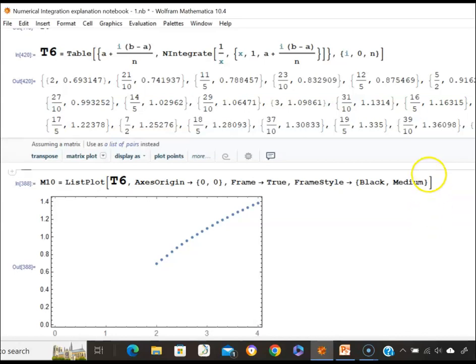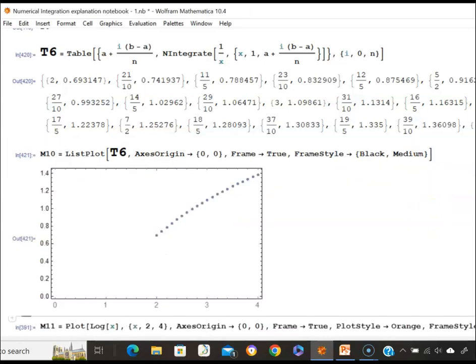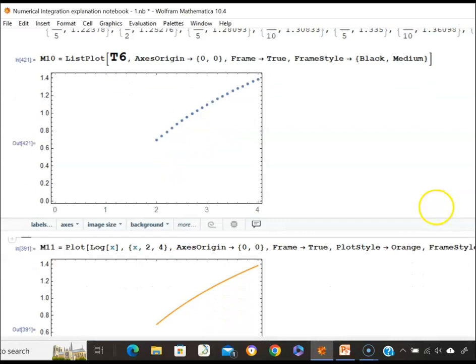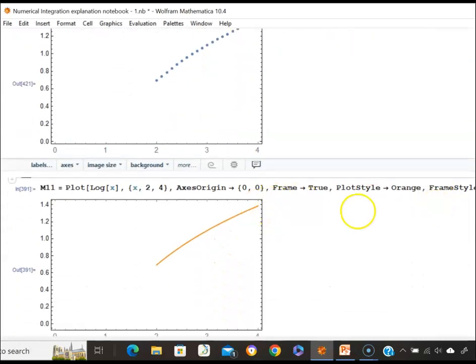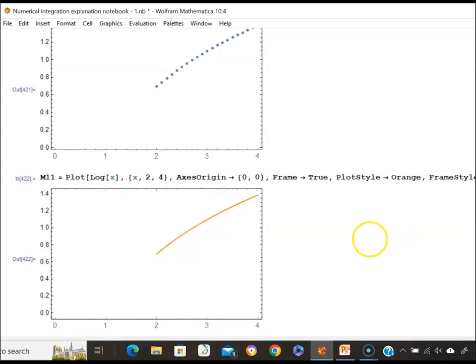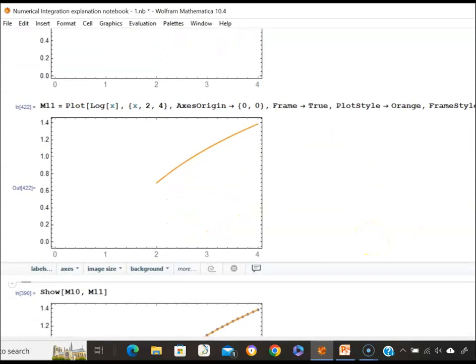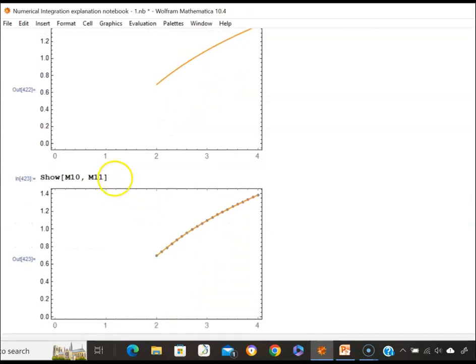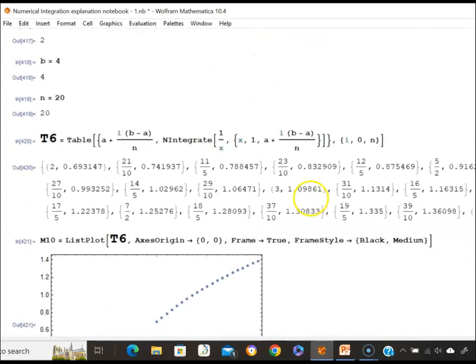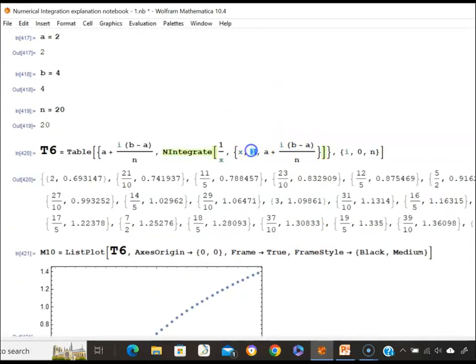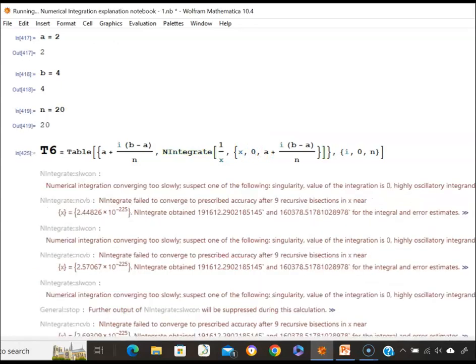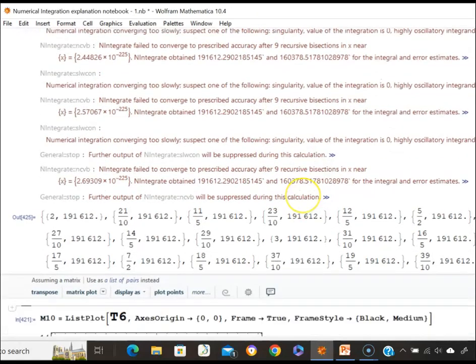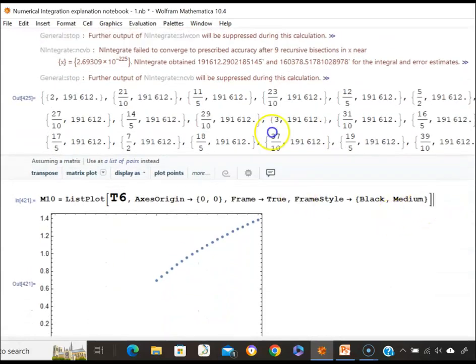Now let's plot these. ListPlot. There they are. Now the exact plot of log x. There it is. No problems. And then we ask Mathematica to show us both together, and you can see they clearly overlap. Now, if I were to go back here and put 0 in here, whoops, it didn't like that. It still generated some values.